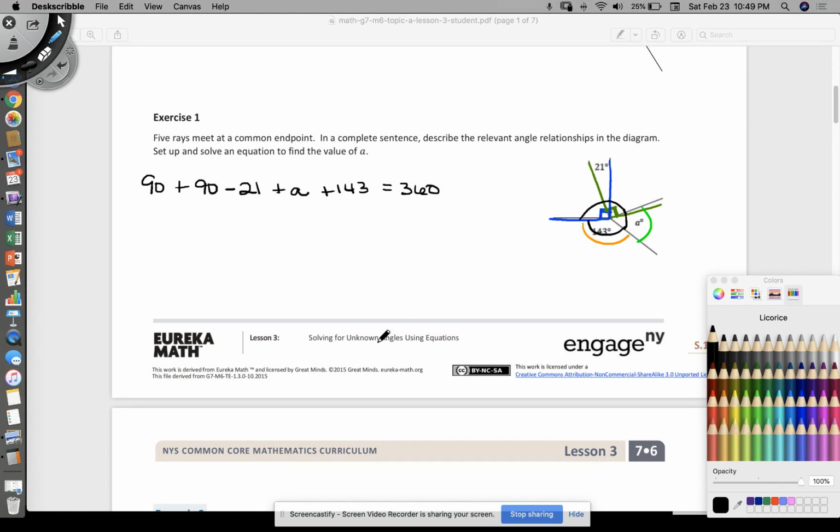So I set this one up for you. I'm going to let you solve for it. You need to solve for what A would equal. If you need to pause the video, go ahead, and I'll work with you on example 2.